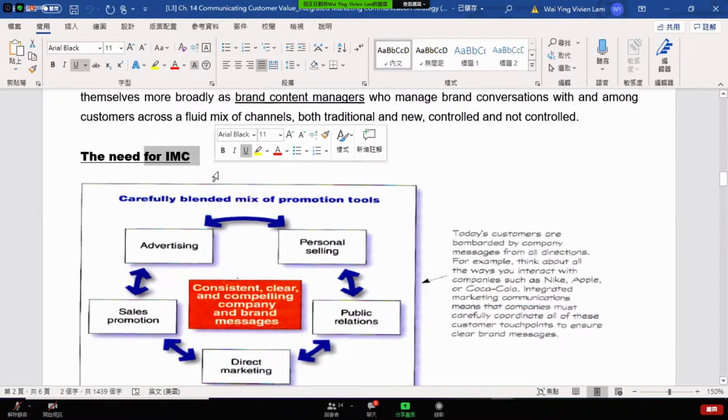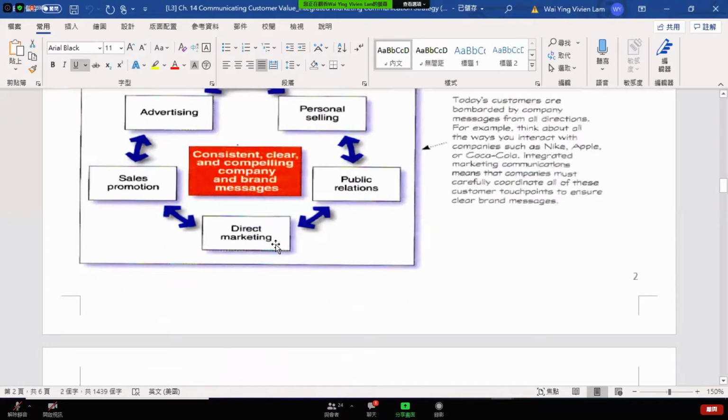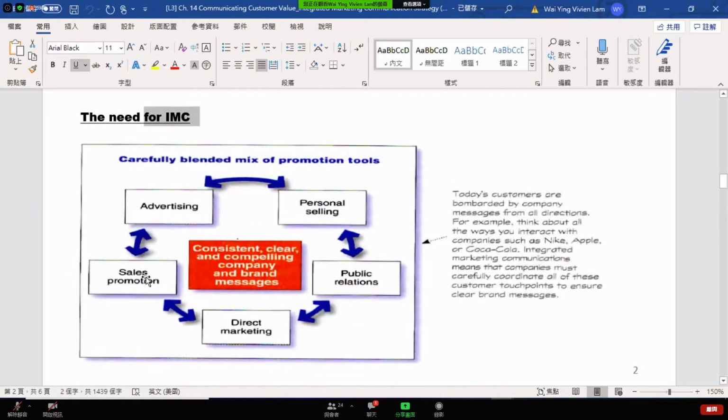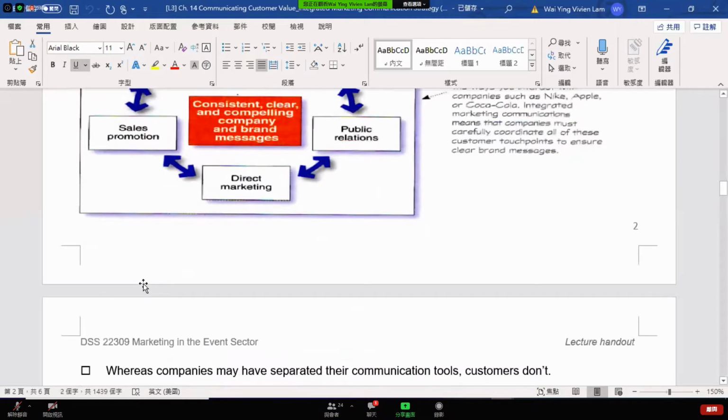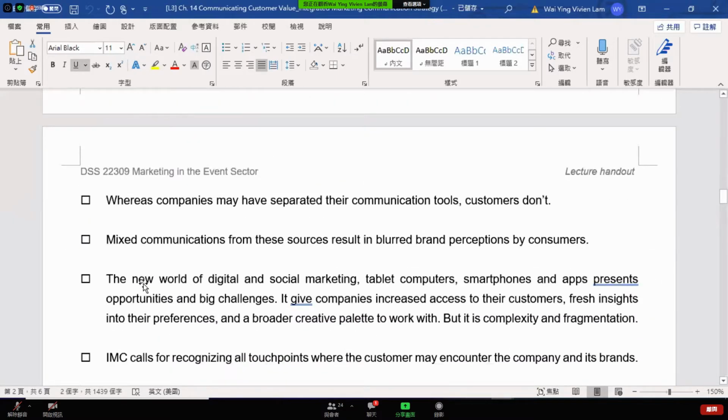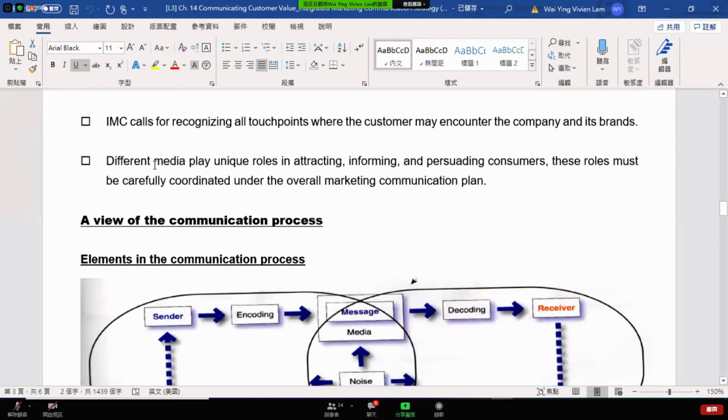So back to square one. Remember nowadays, you can't rely on one single advertising tool. You need to blend them all together, okay? No matter whether it's advertising, PR, personal selling, sales promotion, or direct marketing. And now we move on to page 3, okay? Page 3, actually, I only want you to understand this concept because this is just repeating, okay?